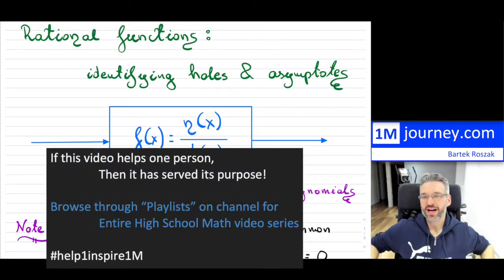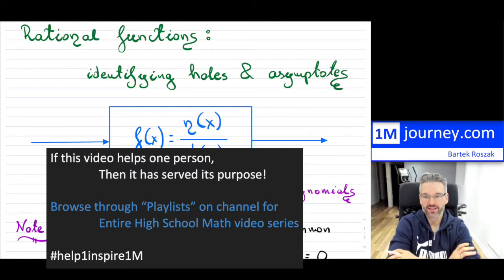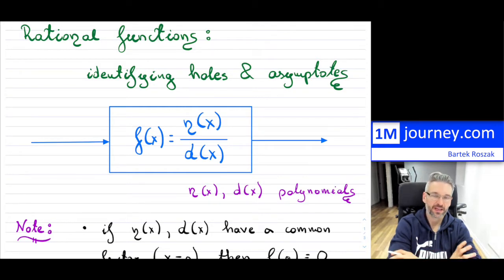2.1 Rational functions, identifying holes and asymptotes in functions that are rational. And we are going to make the assumption, as you can see here, that f of x is equal to n of x over d of x, where n and d stand for numerator and denominator. Typically we may not use n because we use n for counting, but not a big deal. So we're going to assume that both n of x and d of x are polynomials.